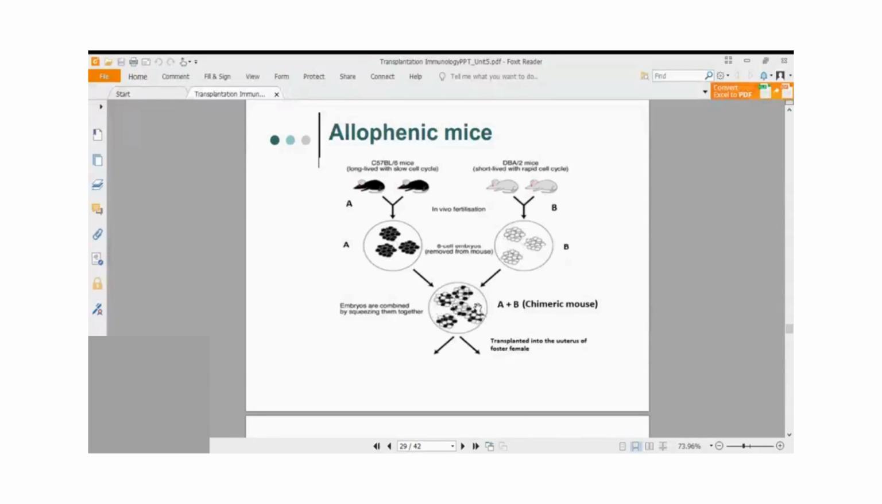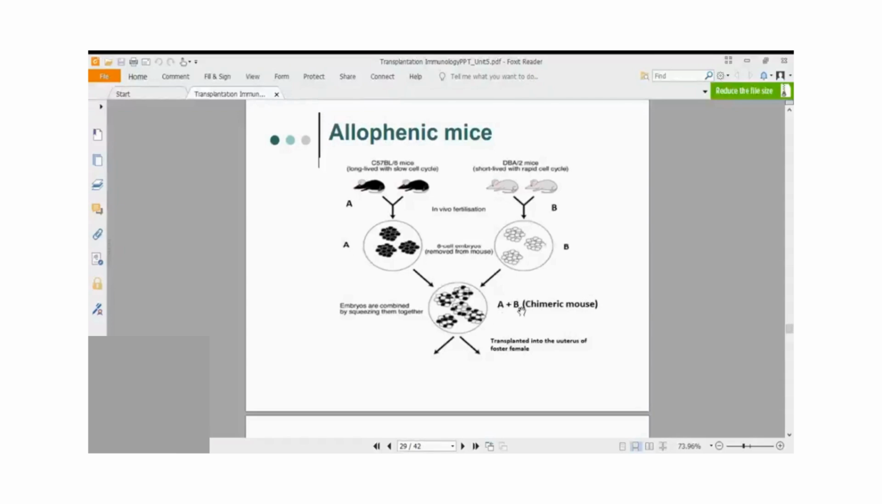Now, this blastocyst is different from the AB hybrid. The reason being, here equal numbers of A and B strain cells will be there. Therefore, the A strain 2n number will be there, and the B strain 2n number will be there. So this is called tetraparental allophilic mice.